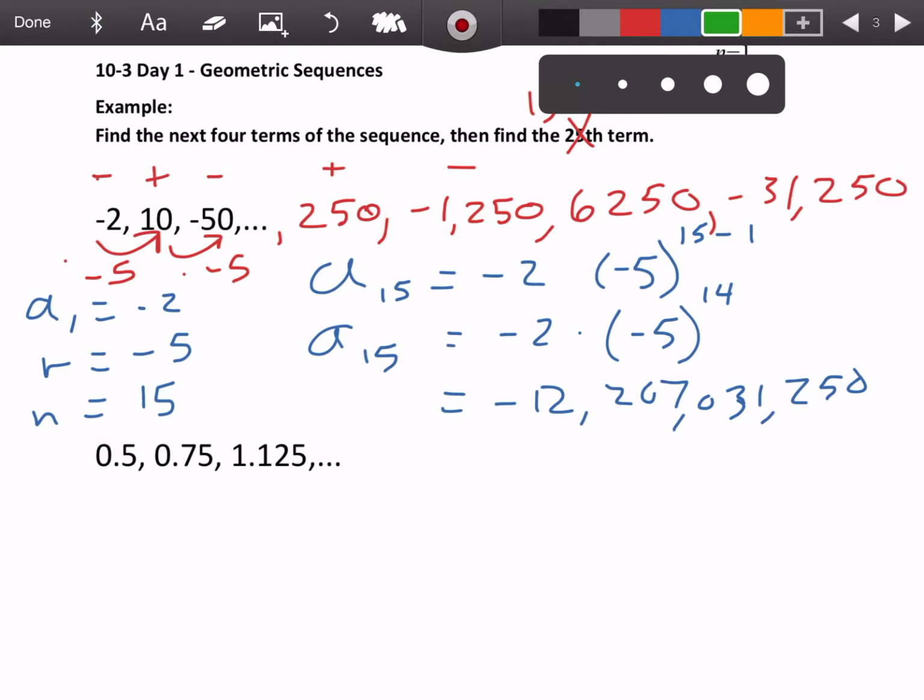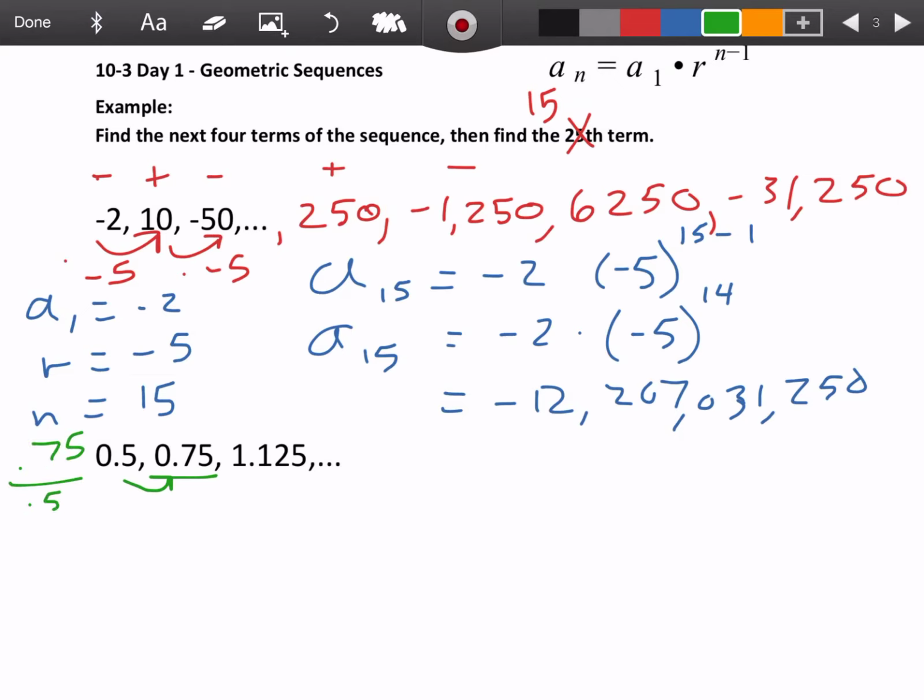So we do have one more on this slide here. Here, this might be a little difficult to find out what our common ratio is. So the easiest thing to do is to take your calculator and take the second term and then divide it by the first. So if you're to go 0.75 divided by 0.5, you would get 1.5, and that is our common ratio here. We're multiplying by 1.5 to get to the next term.